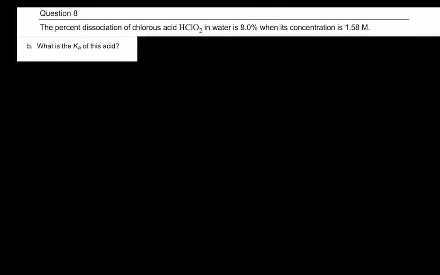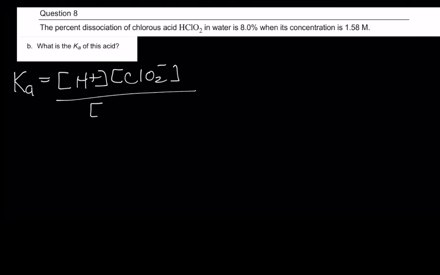Now, using the same question, we're going to find the Ka value for this acid. So we know that the Ka, or the equilibrium constant, for the acid is going to be H plus ClO2 minus over HClO2.